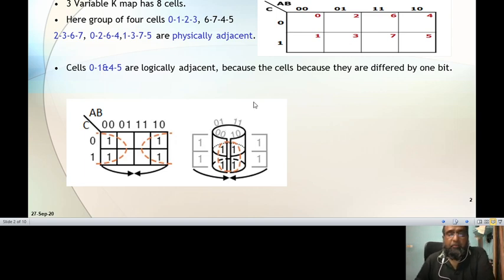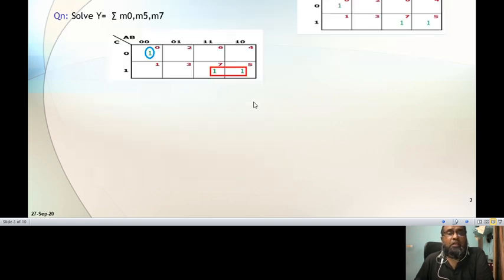So here we can group the cells, two cells or different combinations of 4 cells, or if all the ones are there, then even 8 cells can be combined, so that you can get a reduced Boolean expression. Certain examples are given, for M0, M5, M7.